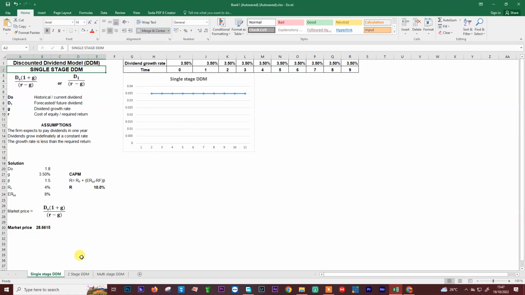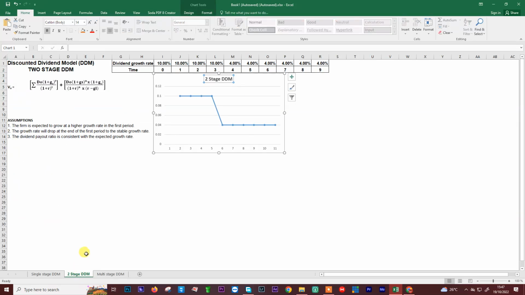Unlike the single-stage DDM, the two-stage DDM has two stages of growth. As you can see on this graph, the first dividend growth rate is 10%, and then it declines suddenly to 4%. That is, the dividend growth rate declines to 4% into the foreseeable future, period 9, 10, 11, and so forth. So this model is based on certain assumptions.